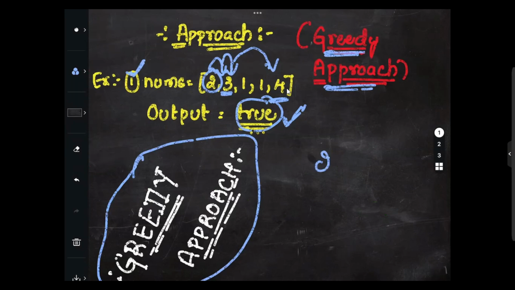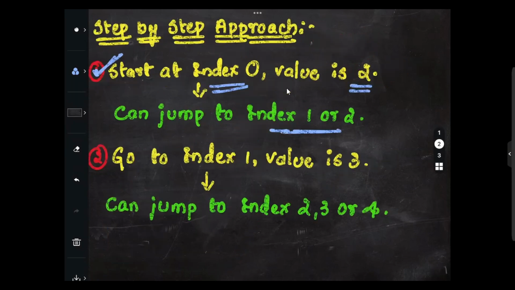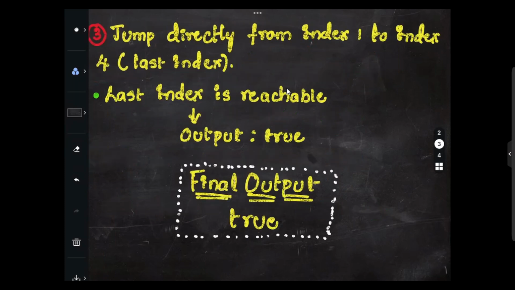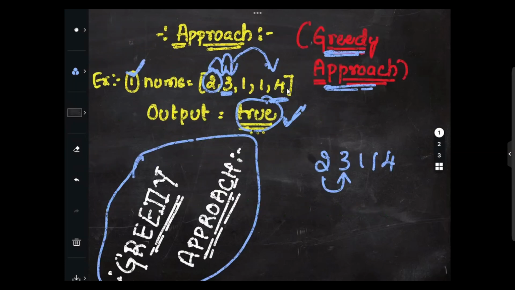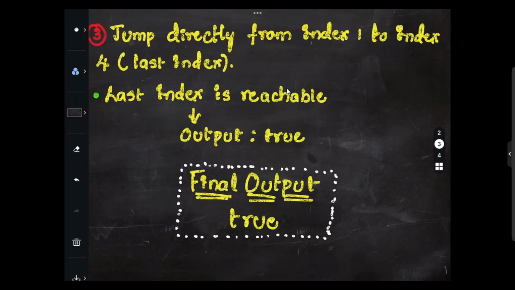Currently we have 2, 3, 1, 1, 4. We have jumped here, right? So from here we can jump to 2, 3, or 4. So we jump directly from index 1 to index 4. That's what we did, so again we are considering the same thing within the approach, right? So here we are going from 3 to 4. In this case the last index is reachable, so we have to return true.